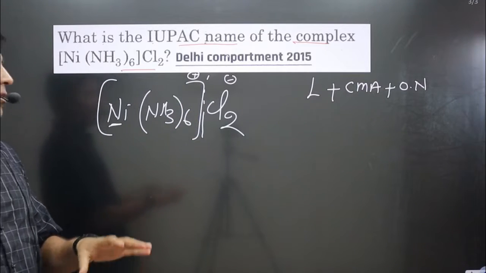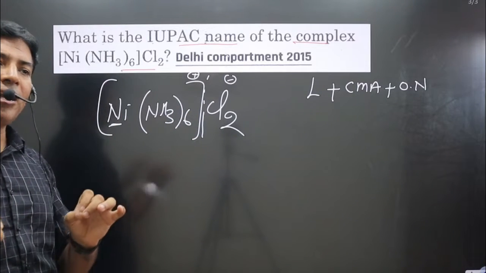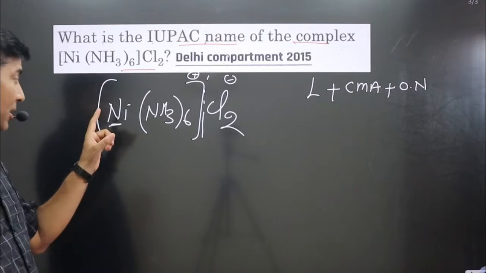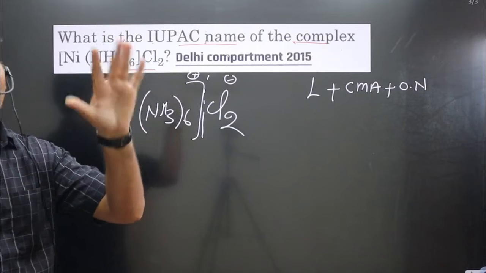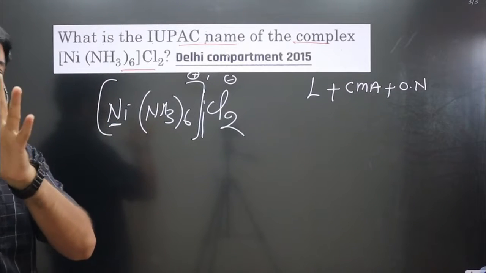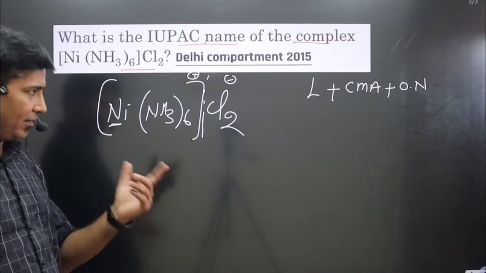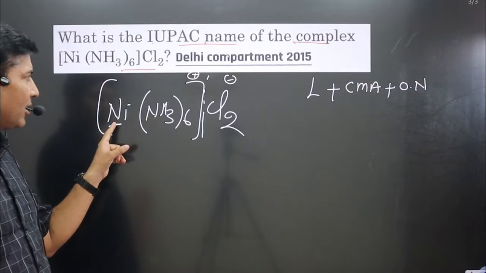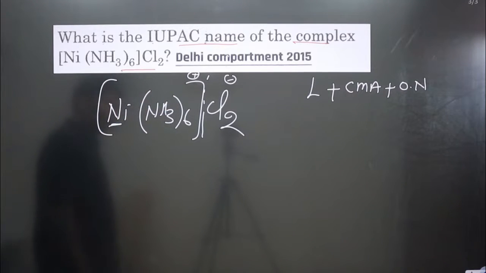When we name this complex, we use the common name of the central metal atom as given in the periodic table. But remember, if the central metal atom is present in the anionic complex, then we use the special name. Now, next step. From here it is very clear: the central metal atom is present in the cationic complex.